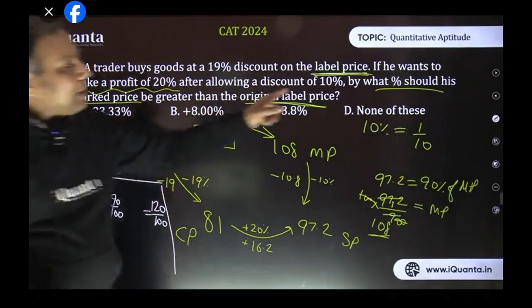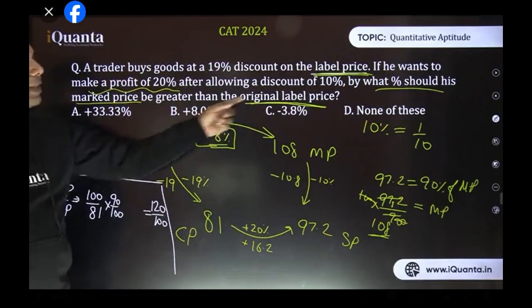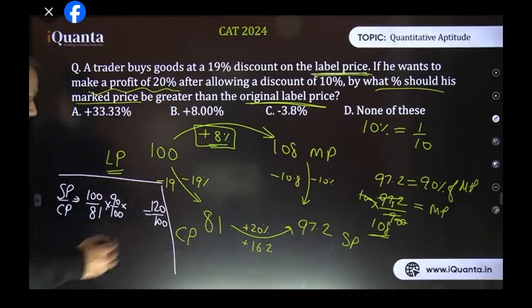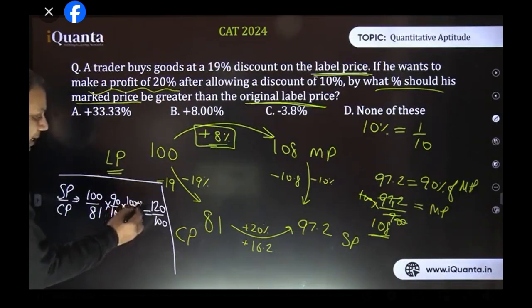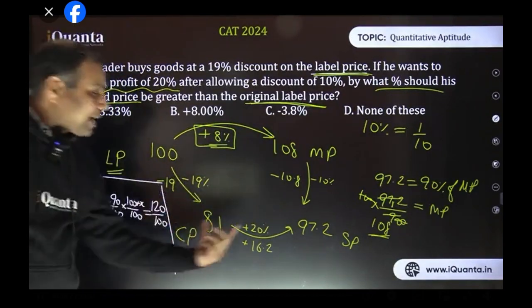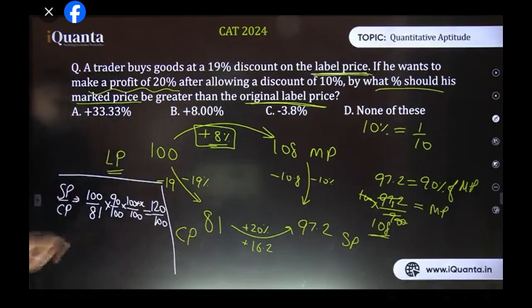Now, in between, by what percent should his mark price be greater than the original label price? If he's increasing his mark price by a certain percent, let's say X percent, so (100 plus X) upon 100 will be another multiplying factor. So by these 3 percentage changes, the net value should be 20% more, right? We can see it here also. So one change, second change, third change, because of that, we are getting a 20% change. So just simplifying this, we can find our answer.